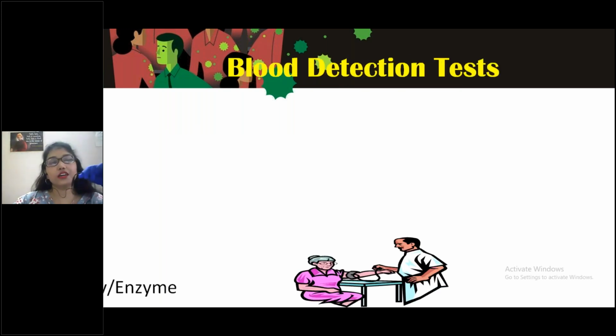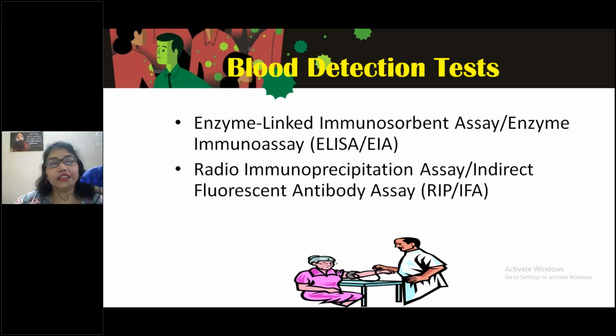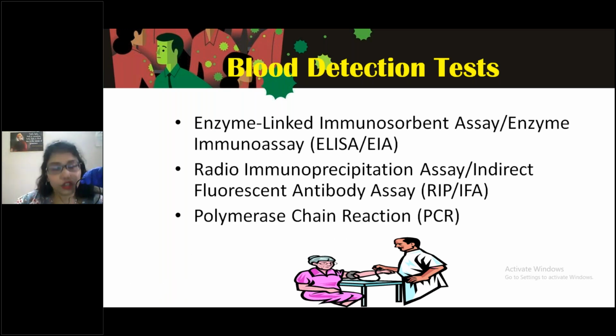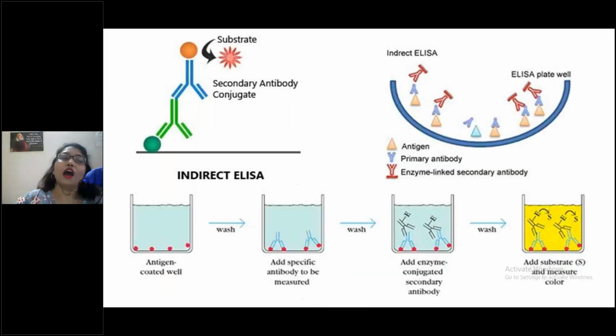So there are different tests for detection, out of which only the important methods we discussed, that is ELISA, enzyme-linked immunosorbent assay, that is basically done for the antibodies. And then there is RIA also, radioimmunoprecipitation assay. Polymerase chain reaction is also there, and Western blot confirmation test is also there. Out of which I'll just remind you, you might have read already about ELISA. I'll put a quick recap.